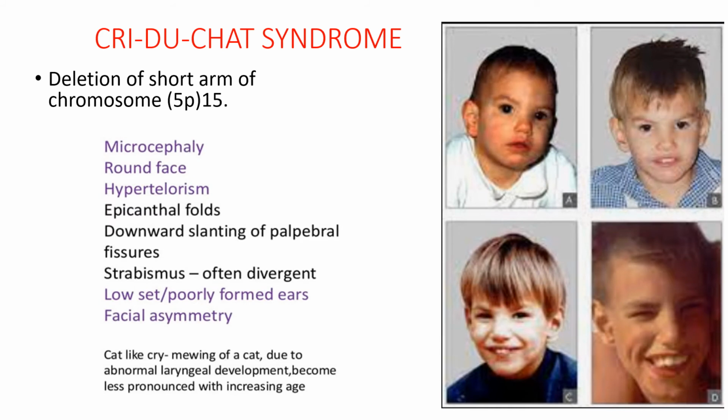Now, Cri-du-Chat syndrome. Here, the structural chromosomal abnormality is deletion of the short arm of chromosome 5 at region 1 band 5. Individuals affected with this syndrome present with microcephaly, round face, hypertelorism, epicanthal folds, downward slanting of palpebral fissure, strabismus often divergent, low set poorly formed ears, facial asymmetry, and a typical cat-like cry, mewing of a cat, due to abnormal laryngeal development, which becomes less pronounced as age increases.